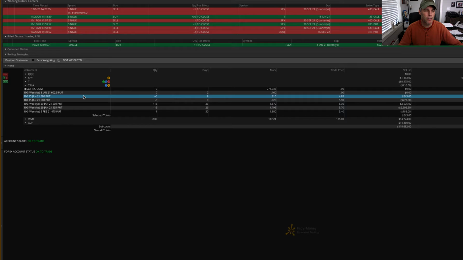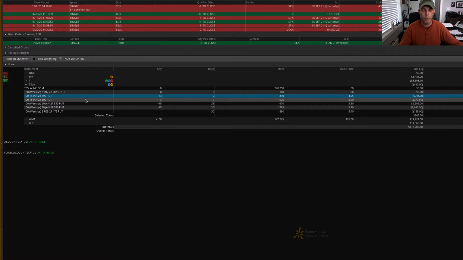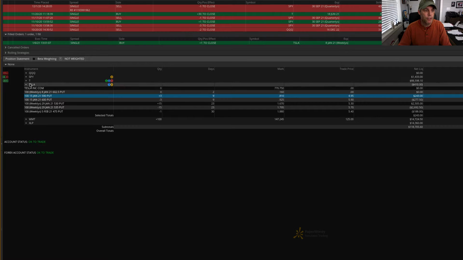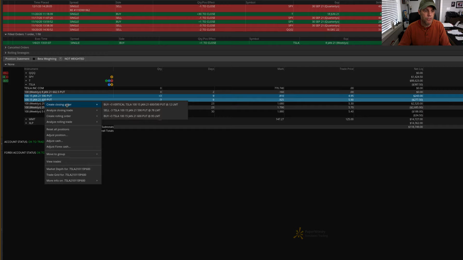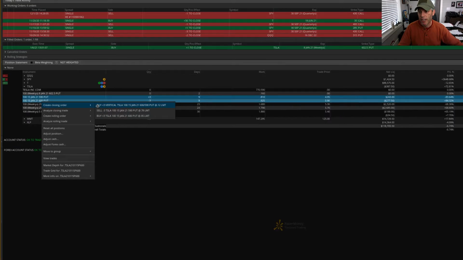Now, if you have a Thinkorswim platform, or I don't know how the other platforms are, but if you have Thinkorswim, sometimes it can be confusing when you have many trades in here. You can't just find this one to close out. So a trick is to highlight the two, because this is the spread, right click and say create closing order, and you'll see it'll buy back the three verticals at 12 cents.